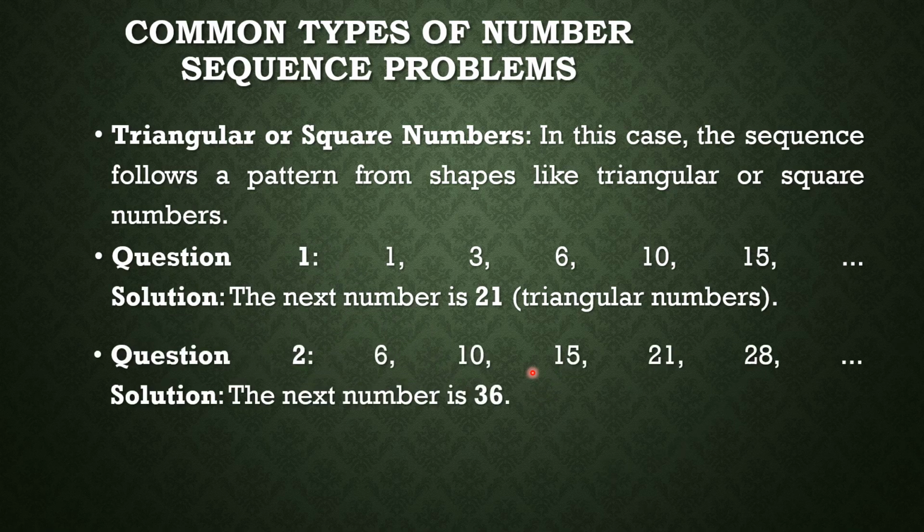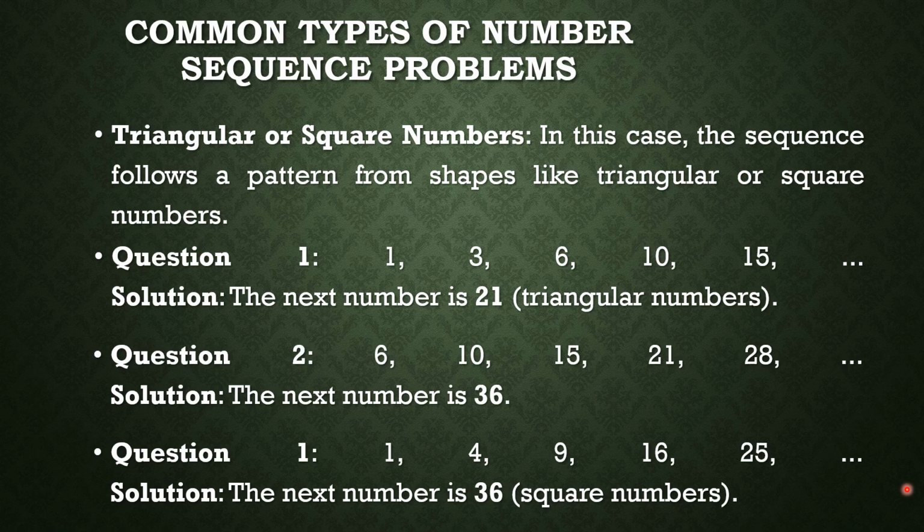Another example: if we see the differences between these numbers, 6 plus 4 is 10, 10 plus 5 is 15, 15 plus 6 is 21, 21 plus 7 is 28. So the next number would be 28 plus 8, which is nothing but 36.